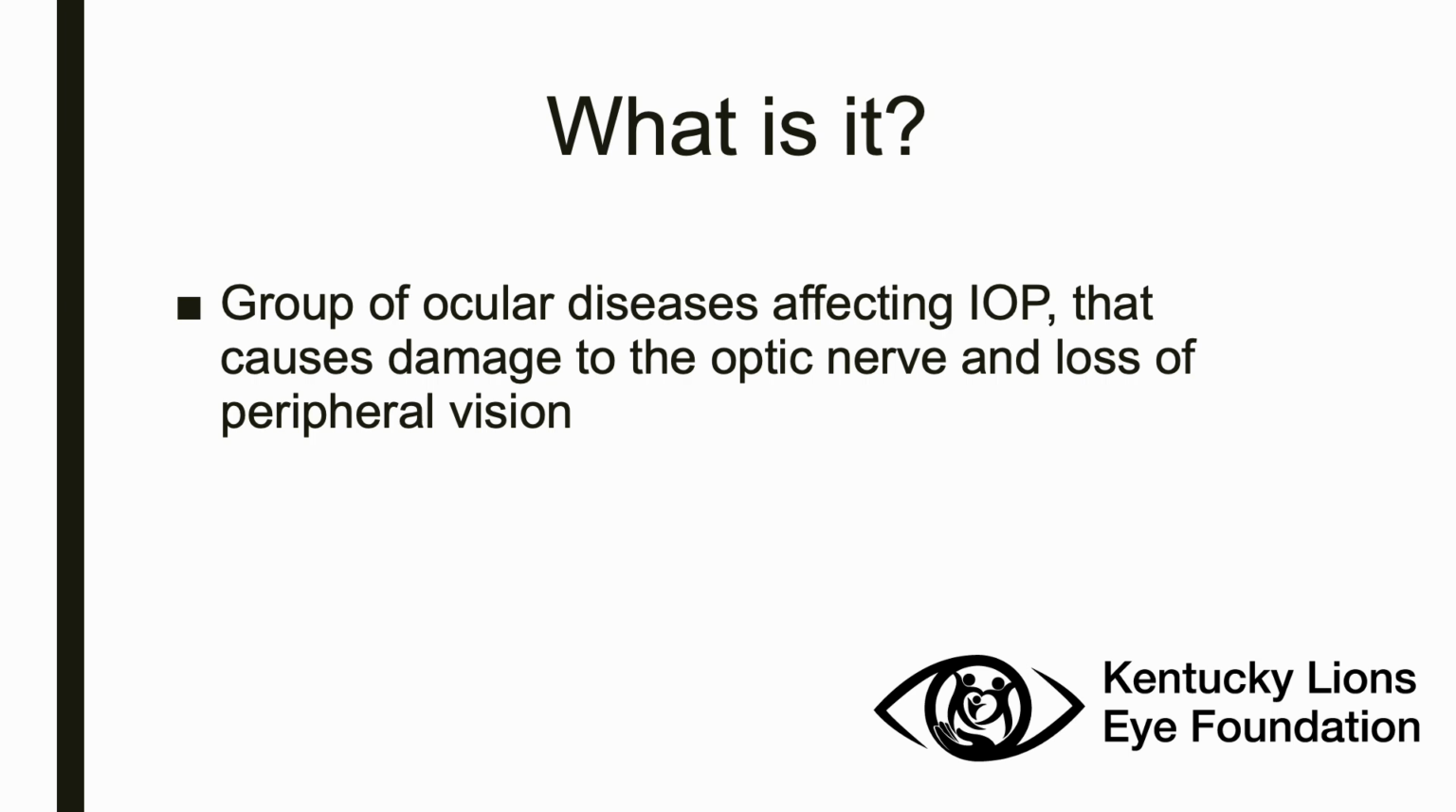Glaucoma is defined as a group of ocular diseases that affect the intraocular pressure, abbreviated as IOP, in the eye, causing damage to the optic nerve and loss of peripheral vision, also known as side vision. Glaucoma is a progressive disease. That means it is a condition that gradually becomes worse over time.